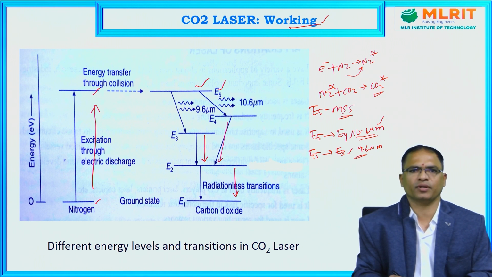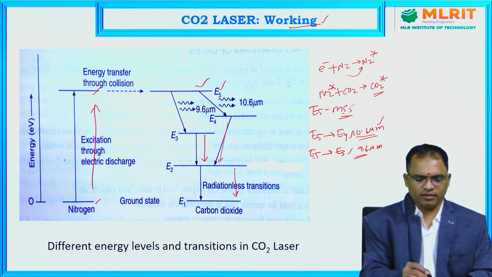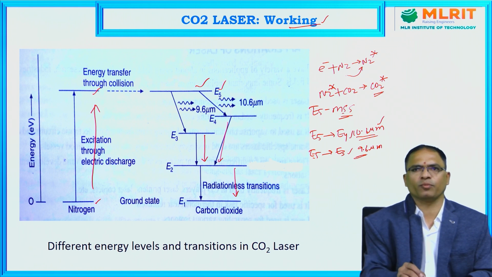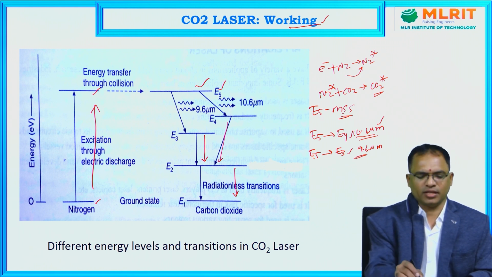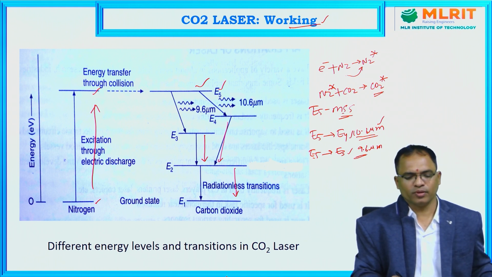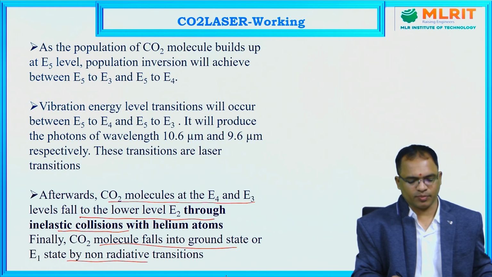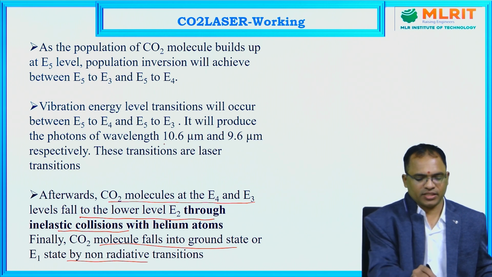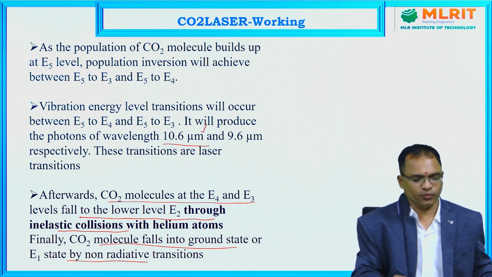In this case, energy is released in the form of heat. And again, nitrogen molecules will stimulate some more carbon dioxide molecules from the ground state to the excited state. So this process will continue. That is how the carbon dioxide laser is capable of emitting 10.6 micrometers output.